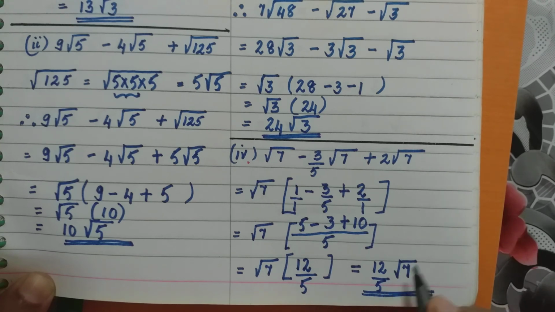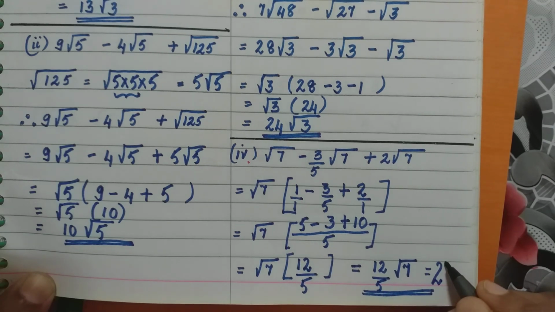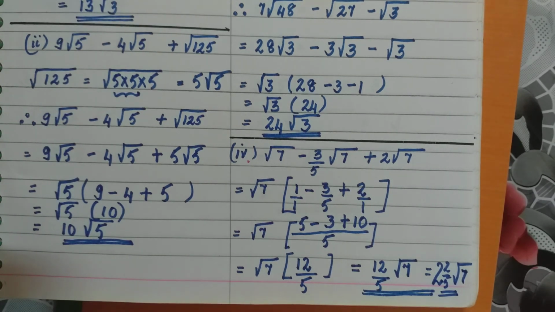I can also convert it into mixed fraction. If I want, 5 goes in 12 two times, right? So 2 remains. So 2 upon 5 square root 7. Okay, I can still write it this way. So this is the fourth sub question.